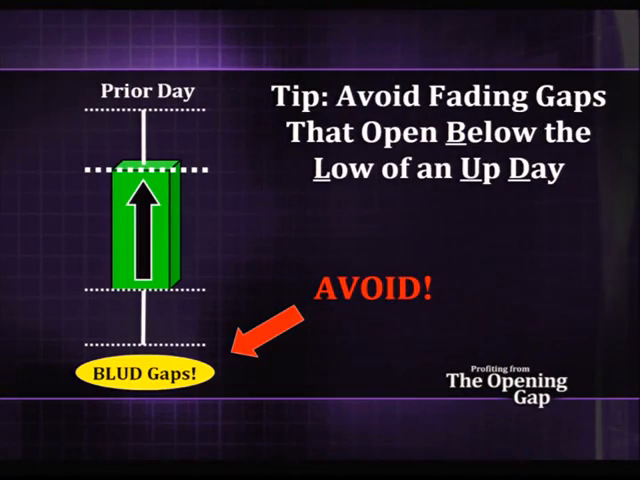So here's just a tip, and I'm going to talk more about this. This is one of the patterns you just got to remember, so that's why I'm going to reiterate it. But anytime you have a gap down below the low of a prior up day, in this example here, we call that a BLUD gap, below the low of an up day. But that's an acronym: below, low, up day. And it's just an easy one to remember. It's about a 50-50 historical win rate for fading gaps that open in that zone.